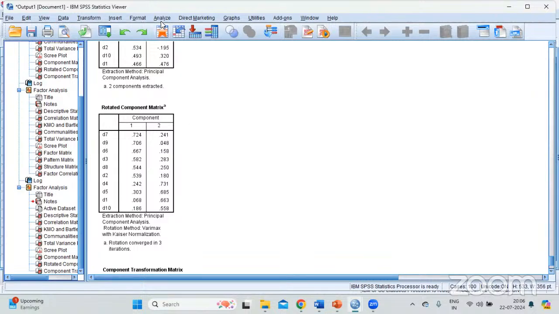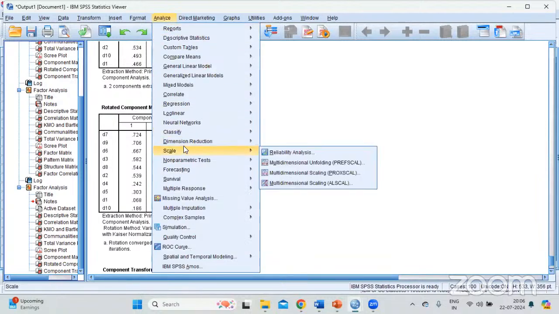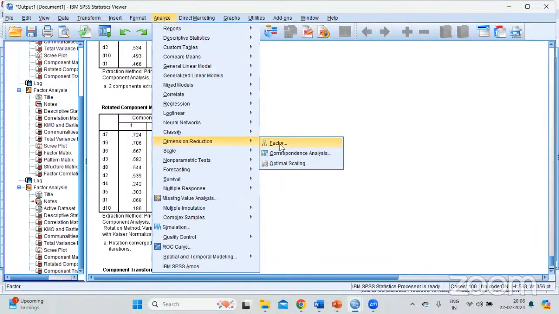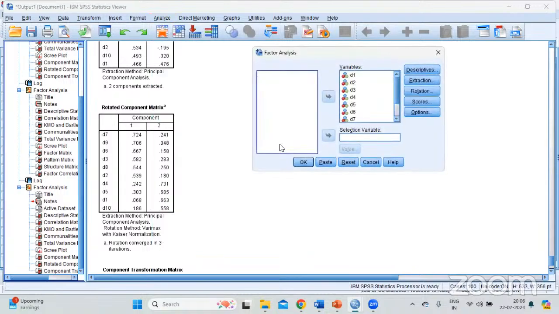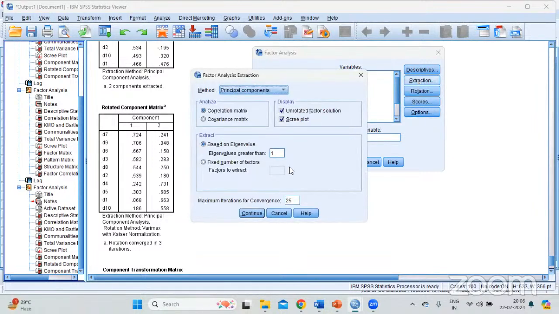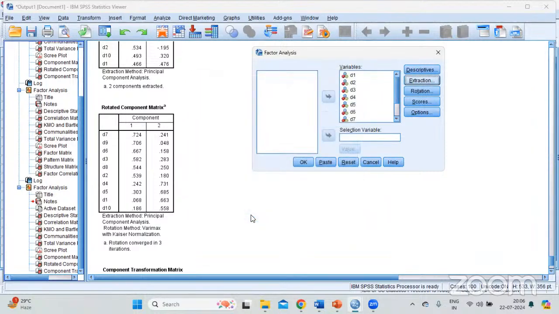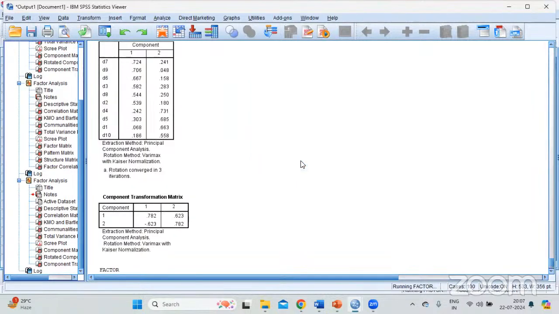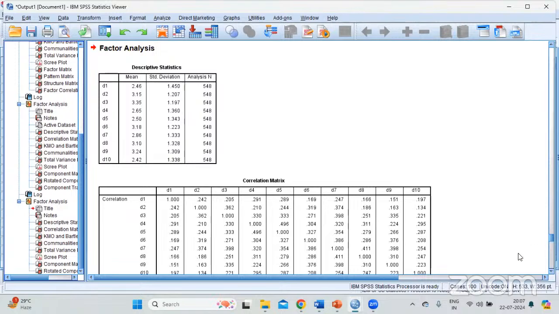Now let me specify that I don't want these two different components. I just want one single component because that should be fulfilling my theoretical assumptions. So let me specify a fixed number of factors: 1. Ma'am, this we can do based on our own discretion, right? Yes, absolutely. If you feel that you have proper justification, you go for it. Let's see how it differs.